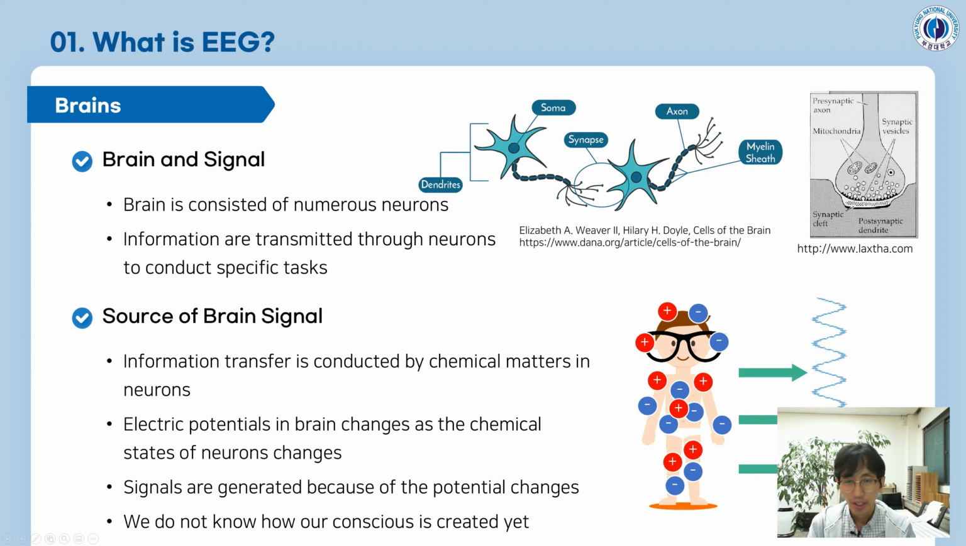Okay, and if we record the signal from our body, our muscle, then it's going to be the EMG, electromyogram. If we record the signal around the eyes, it's going to be EOG, electrooculogram. And if you measure the signal around our hearts, then it's called electrocardiogram, ECG. So that's what we are talking about.